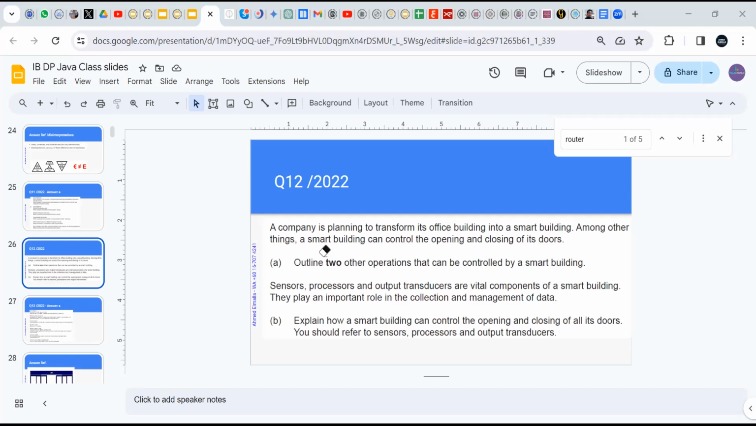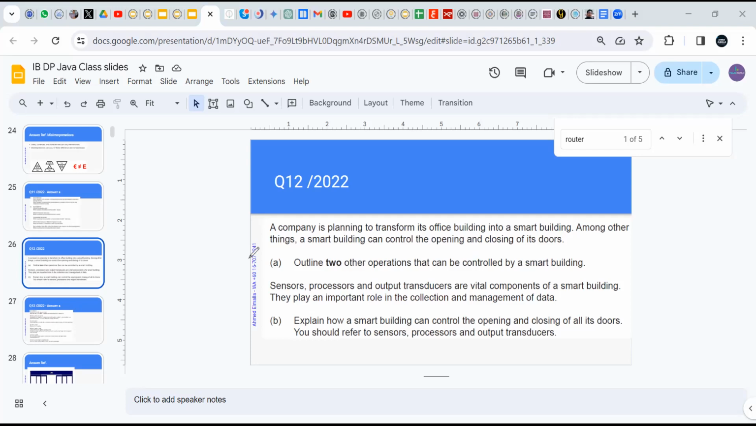Yes. Two other operations. One would be whether the lights are on or off. Okay, good. And another would be the temperature. Okay, so what would they need to be able to control the temperature? They need to control the temperature through the operation of what and what? A heater or an air conditioner. Perfect. Okay, so that's excellent.